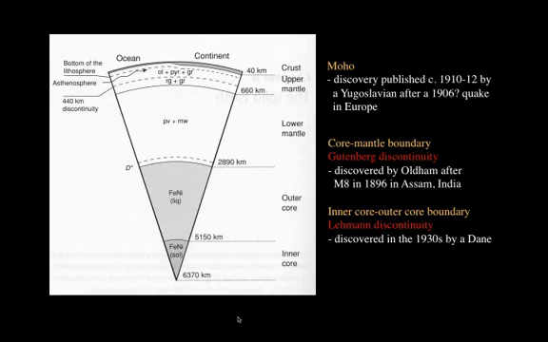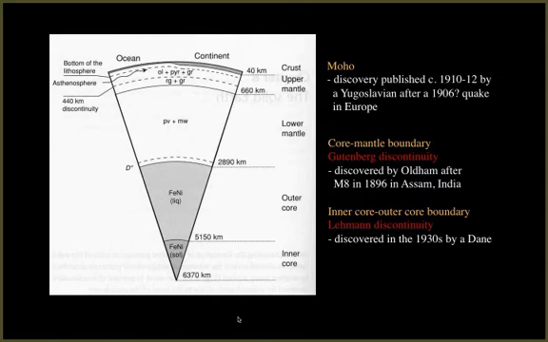The moho was discovered between 1910 and 1912 by a Yugoslavian scientist after a large earthquake in Europe around 1906. The core mantle boundary, also called the Gutenberg discontinuity, was discovered by Oldham after a magnitude 8 earthquake in 1896 in Assam, India. And the inner core, outer core boundary was discovered by a female geophysicist called Lehmann, and that is named the Lehmann discontinuity, discovered in the 1930s, and she was a Danish scientist.